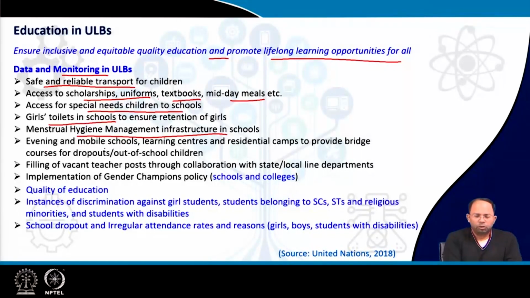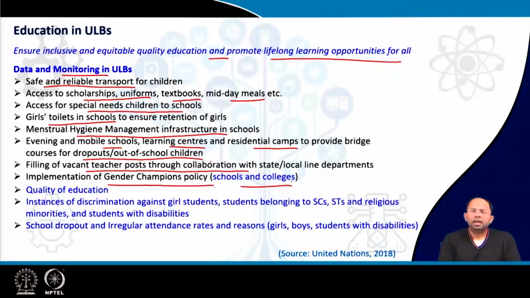Then evening and mobile schools, learning centers and residential camps to provide bridge courses for dropouts and out of school children. Many people have dropped out, or even senior people who are working also need to upgrade some skills. All this could be carried out through evening schools as well as mobile schools. Then we also need to create good teachers. The first job is to fill the vacant teacher posts, and implement the gender champions policy in schools and colleges.